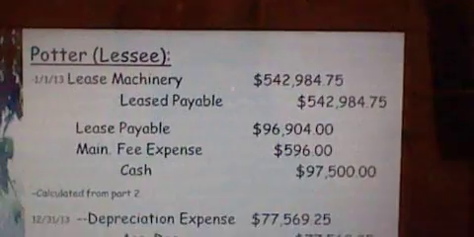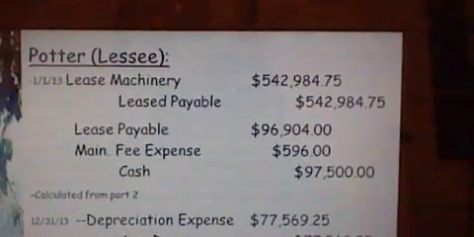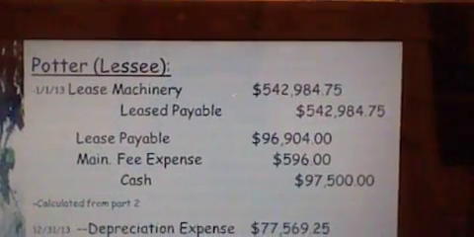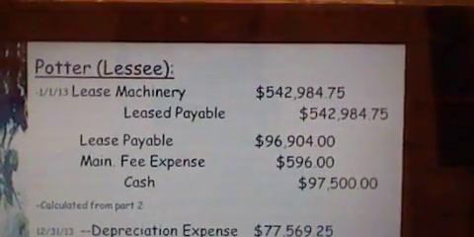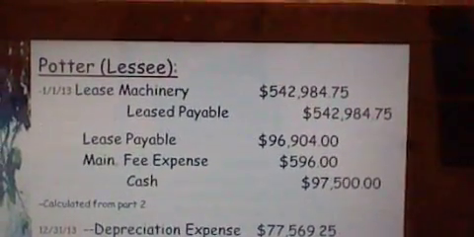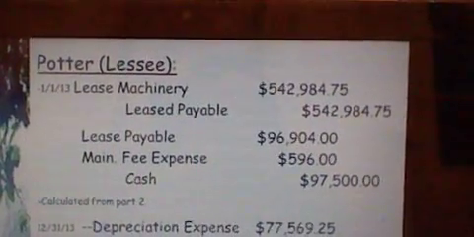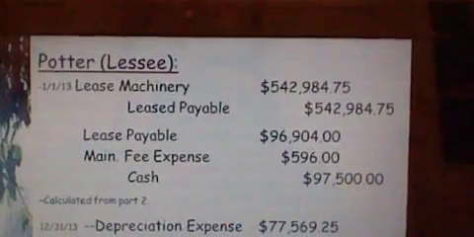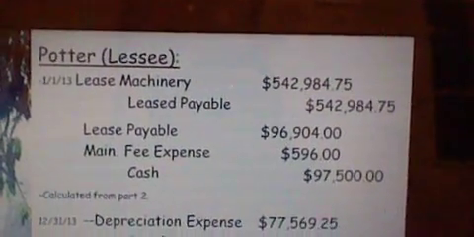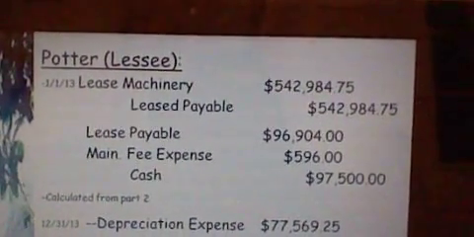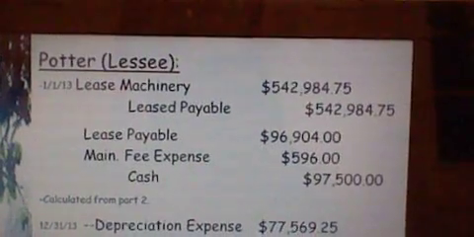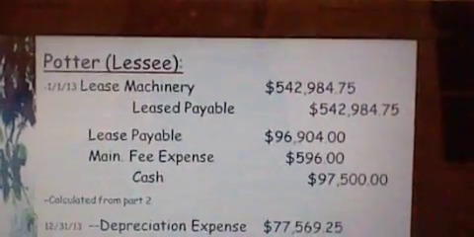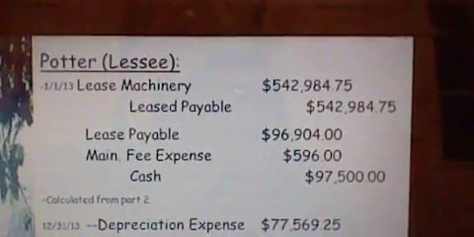The next set of journal entries we need to record is the actual payment. So that set of journal entries will consist of a debit to lease payable of $96,904 and another debit to maintenance fee expense, also known as the executory costs, of $596. Then we will credit cash for the full payment of the lease, or the lease payment, which is $97,500.